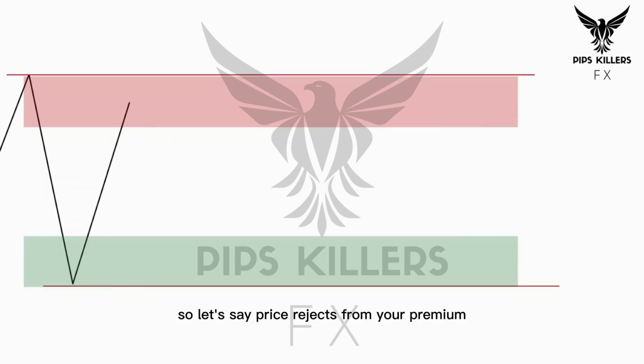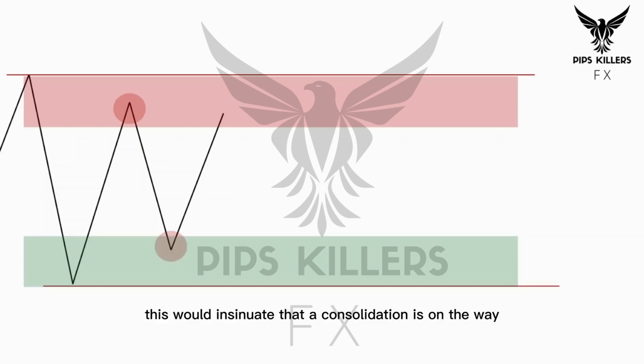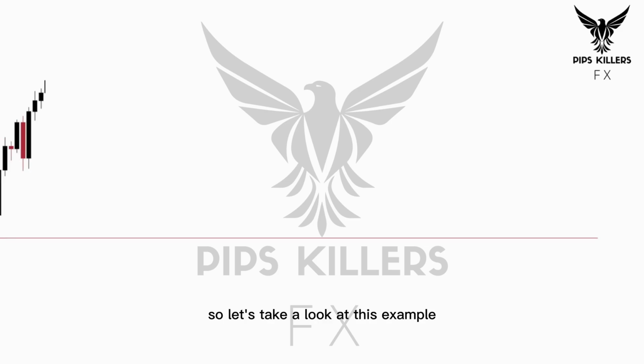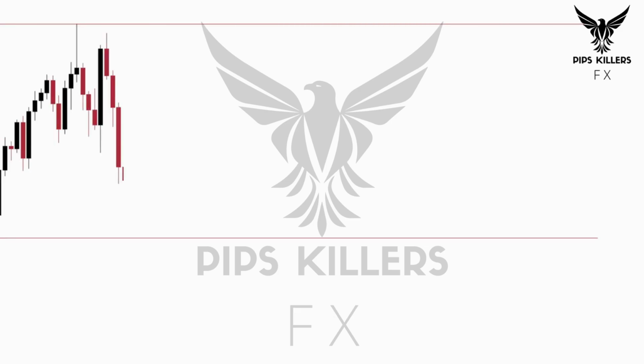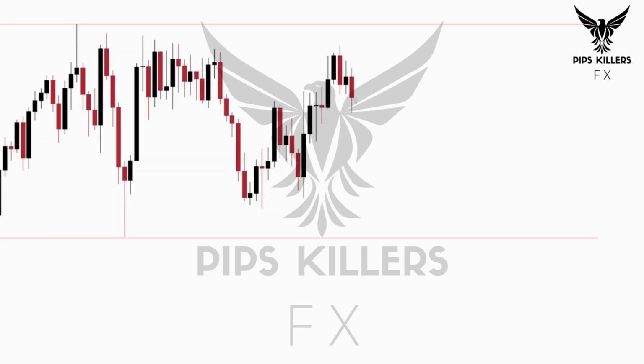So let's say price rejects from your premium, but fails to break your discount and rejects from the discount. This would insinuate that a consolidation is on the way, and expect price to bounce between these two extremes until it decides a direction to break into. So let's take a look at this example. You have your consolidation stuck in between these two swings.